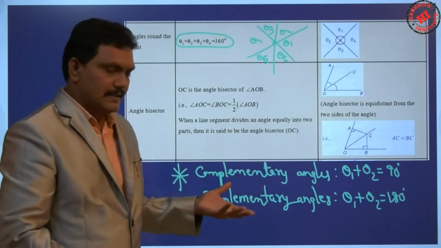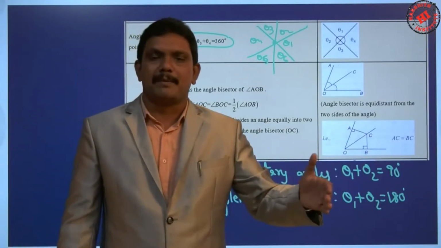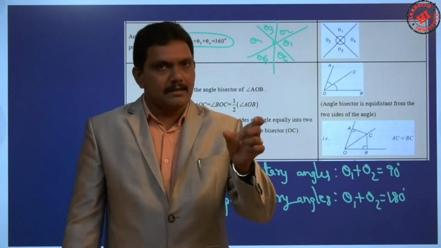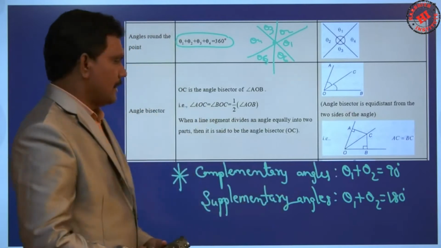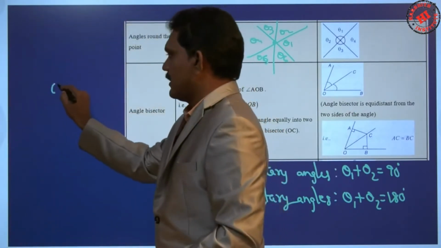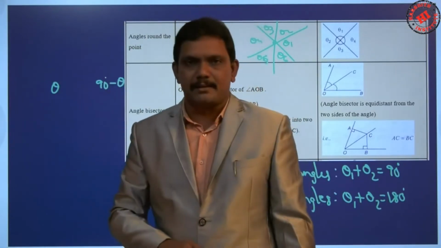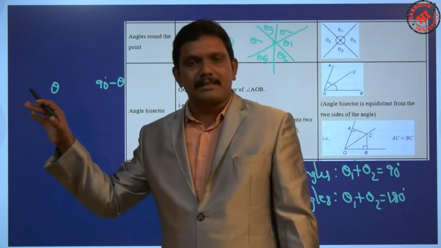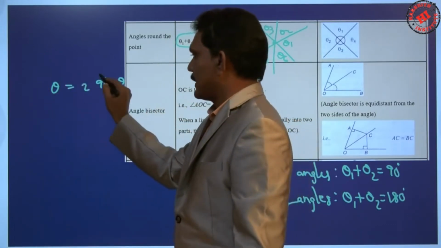Sometimes questions will be like this. Find the angle which is equal to twice its complementary angle. In that case, we have to take the condition. When theta is the angle, its complementary angle is 90 minus theta. In the given statement, the angle itself is equal to twice the complementary angle.